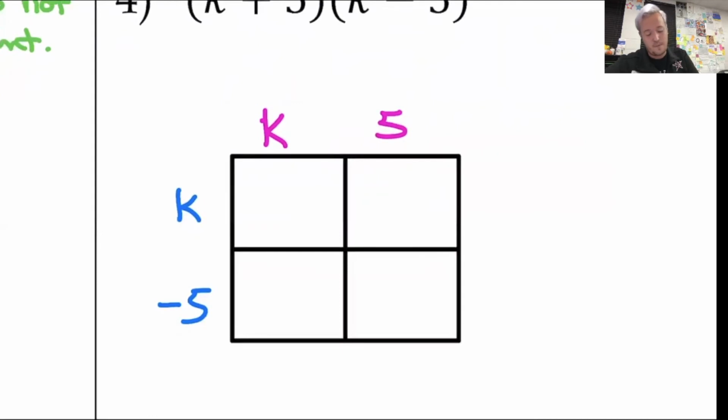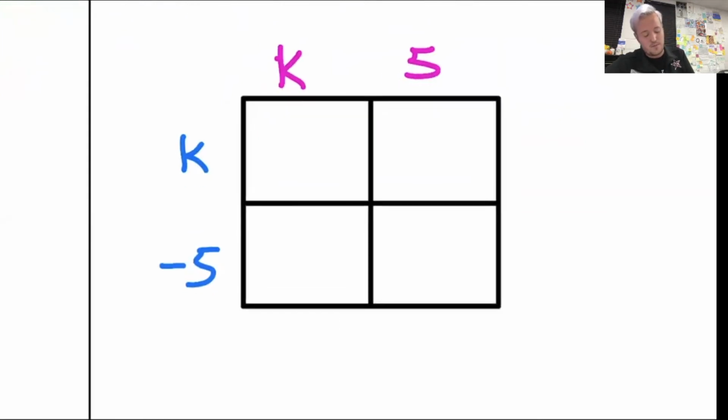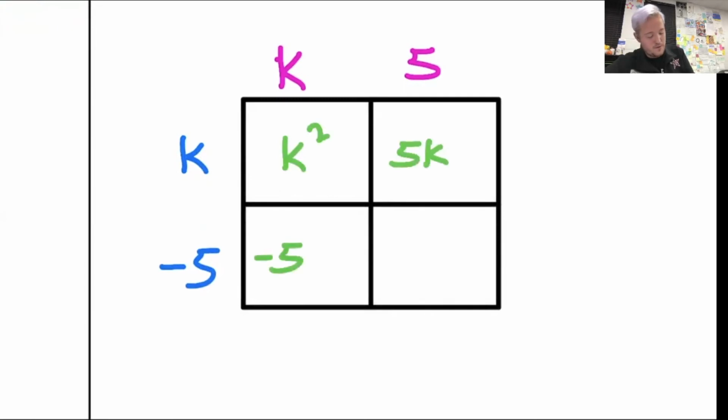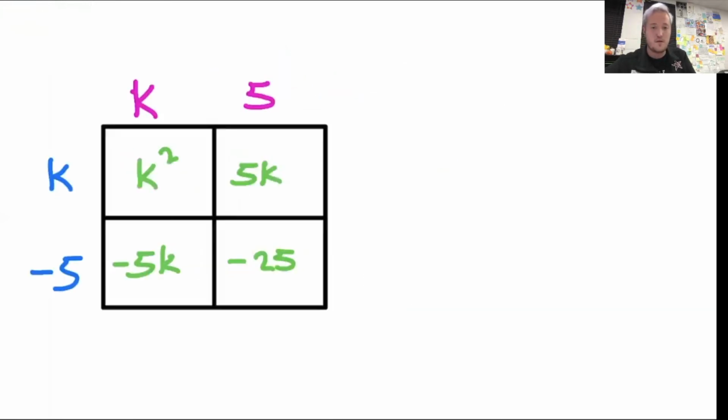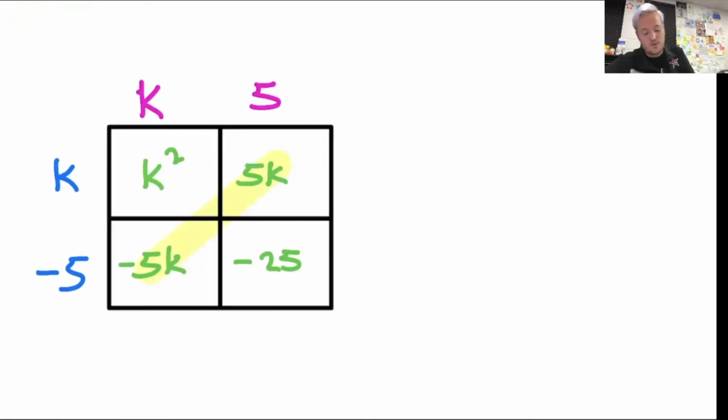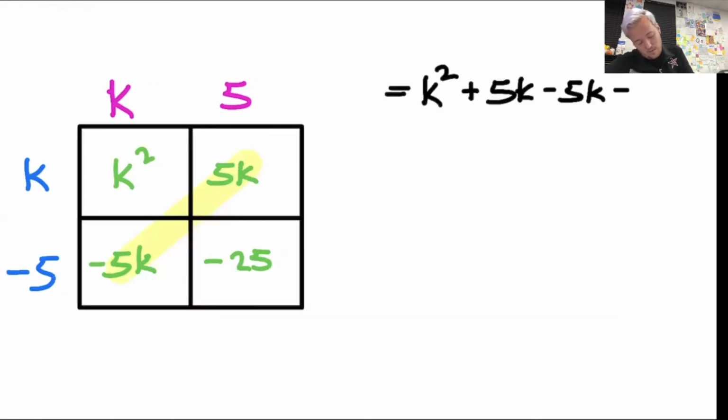All right, so for my top left, I'm going to have k squared. Top right is 5k. Then bottom left is -5k. Then bottom right is -25. So notice here how when you combine your like terms, they actually zero out. So your polynomial here, you're going to have k squared plus 5k minus 5k minus 25. So this is going to be k squared minus 25.